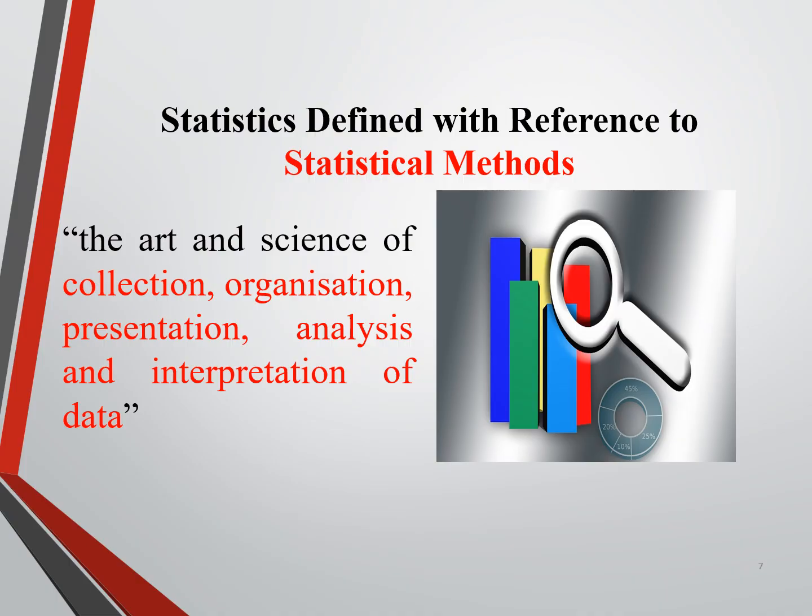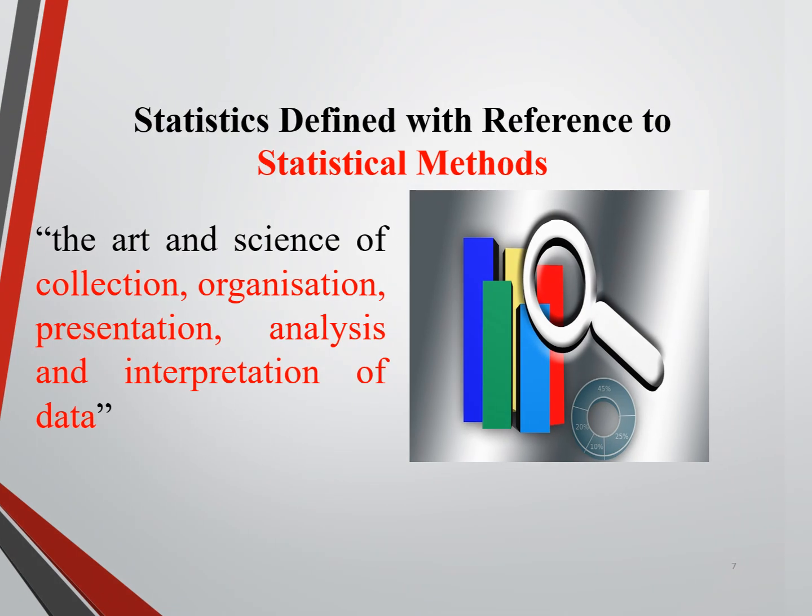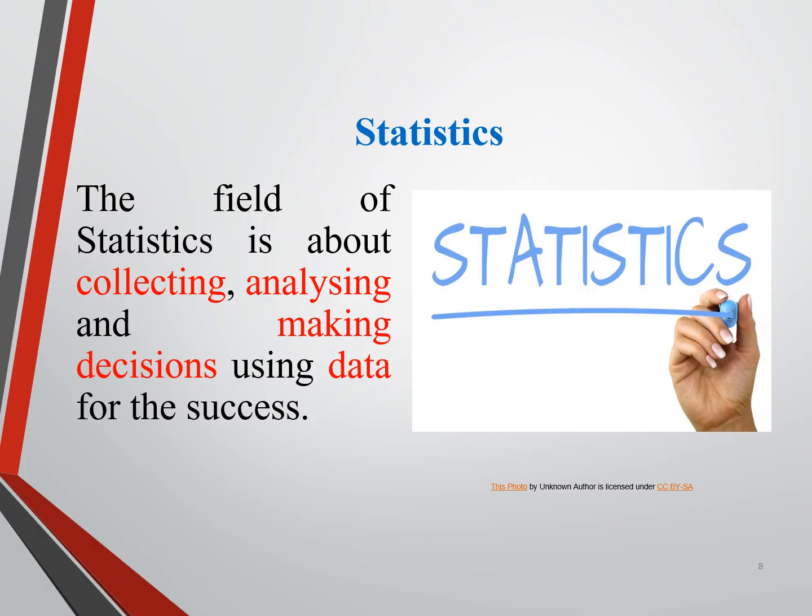So it is very categorically defined as arts and science. Statistics is an art and science for collection, organization, presentation, analysis, and interpretation of data. Analysis and interpretation are based on the hypothesis we develop. The field of statistics is about collecting, analyzing, and managing data for decisions.